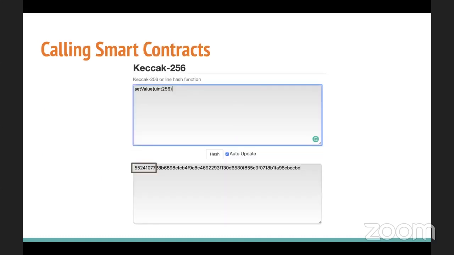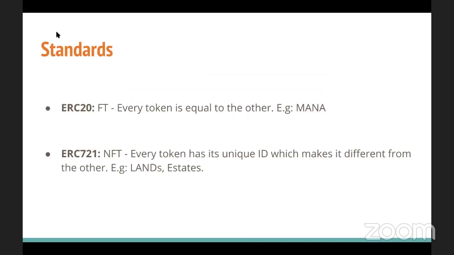Then we have a question section, so we can go deeper on this. In Ethereum, and the ones that we are using at Decentraland, we have these 2 standards. One is the ERC20, which is fungible tokens, and every token is equal to the other one. For example, the MANA contract: 1 MANA is equal to another MANA. And then we have the ERC721, which is non-fungible tokens. Every token has its unique ID, which makes it different from the others.